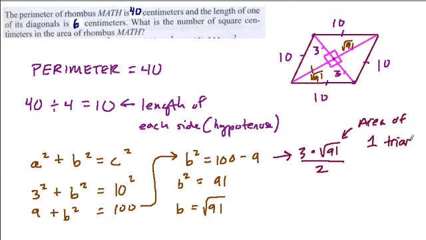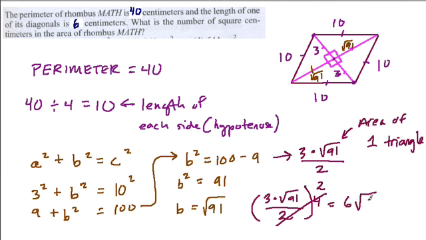So that's the area of one triangle. And so we take this 3 times radical 91 over 2 and multiply it by 4, right? Because this happens 4 times. And one nice thing that will happen is that 4 over 2 is just equal to 2, right? And then here we have 2 times 3, which is 6, radical 91 square centimeters. This would be the area of this rhombus.